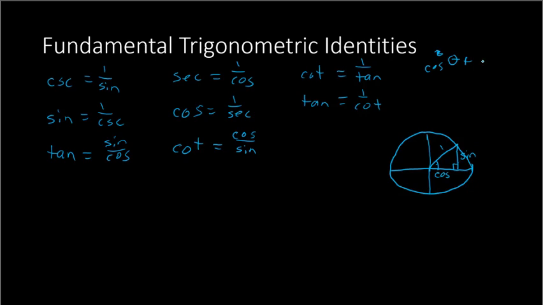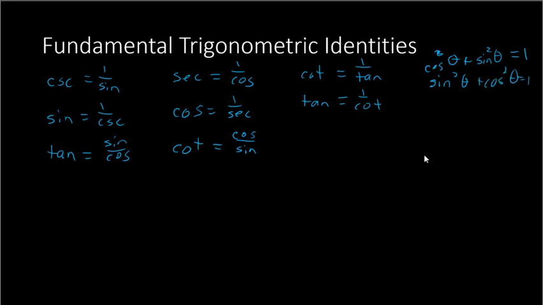Plus, and then we take the other side of sine. So we have sine of theta and square that. So a squared plus b squared equals c squared, the hypotenuse squared, which is 1 squared, or 1. So we have cosine squared plus sine squared equals 1, or you can write that the other way around, where you have sine squared of theta plus cosine squared of theta equals 1.